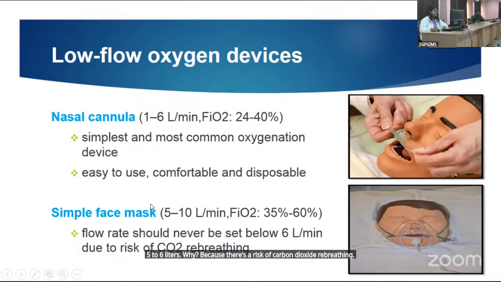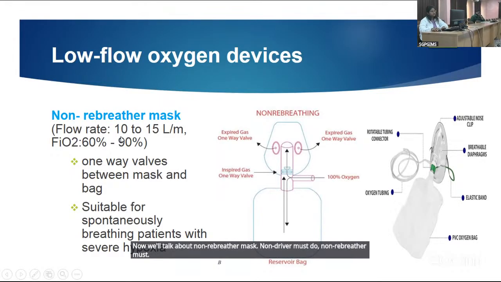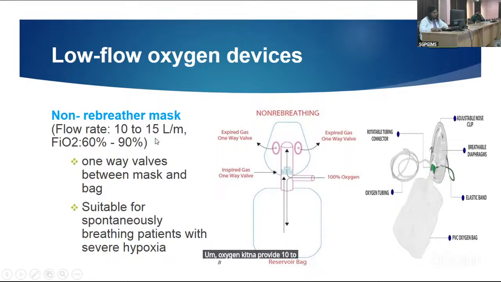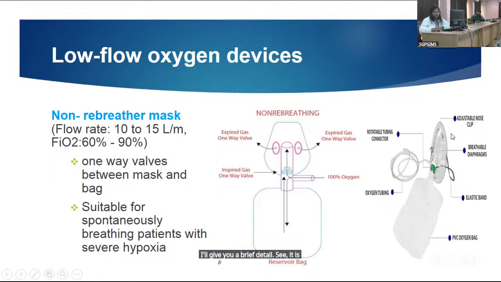Now we'll talk about the non-rebreather mask. थ्रू non-rebreather mask हम ऑक्सीजन कितना प्रोवाइड कर सकते हैं? 10 to 15 liters per minute, and the FiO2 is 60% to 90%. We're going to talk about the parts of the non-rebreather mask. I think you have all seen it, but let me give you a brief detail. It has an adjustable nose clip, which is a metal clip.